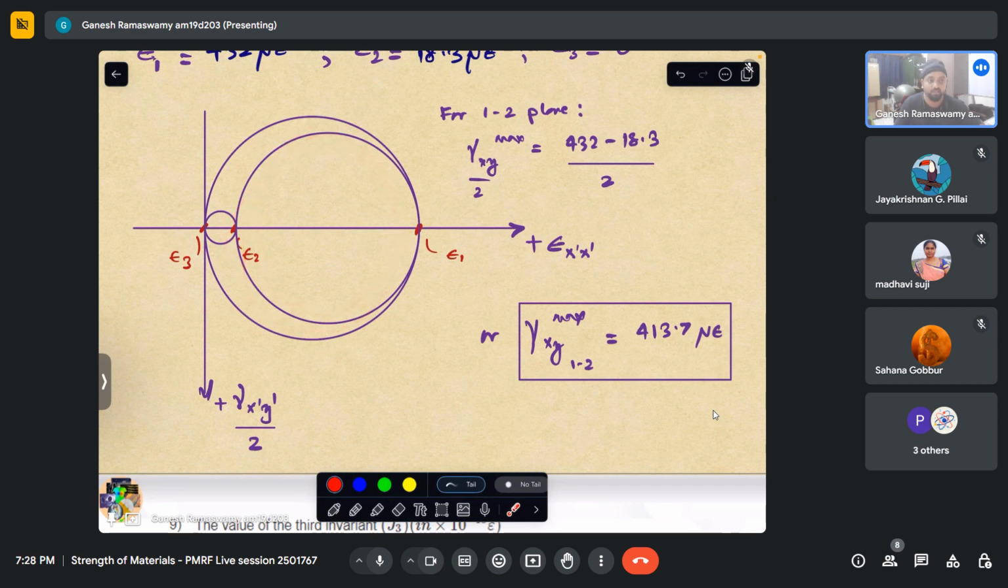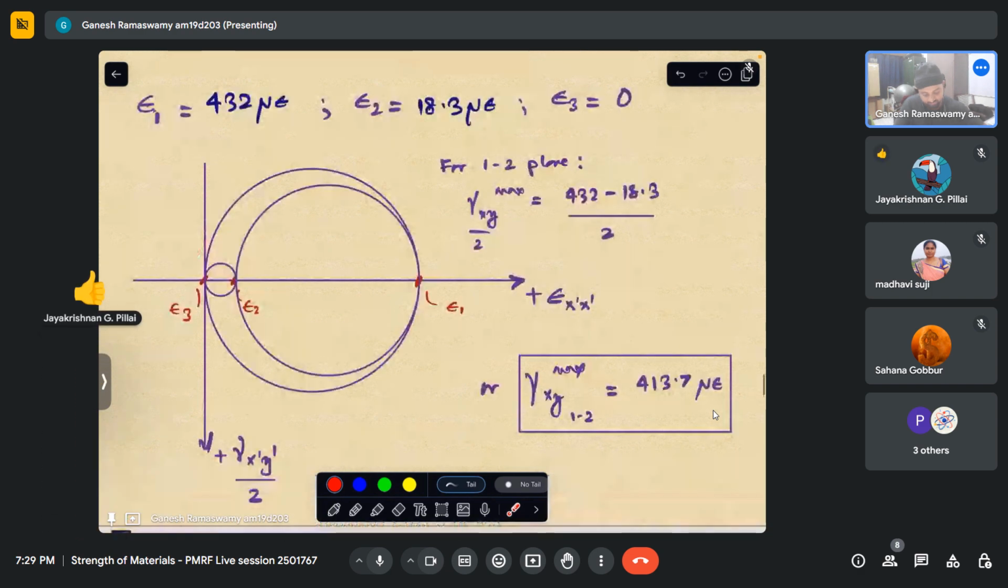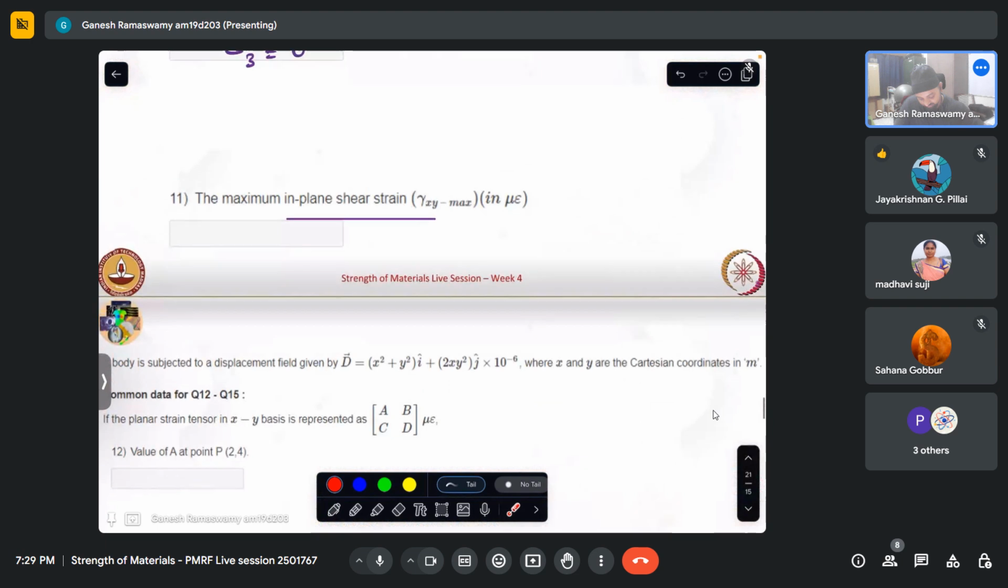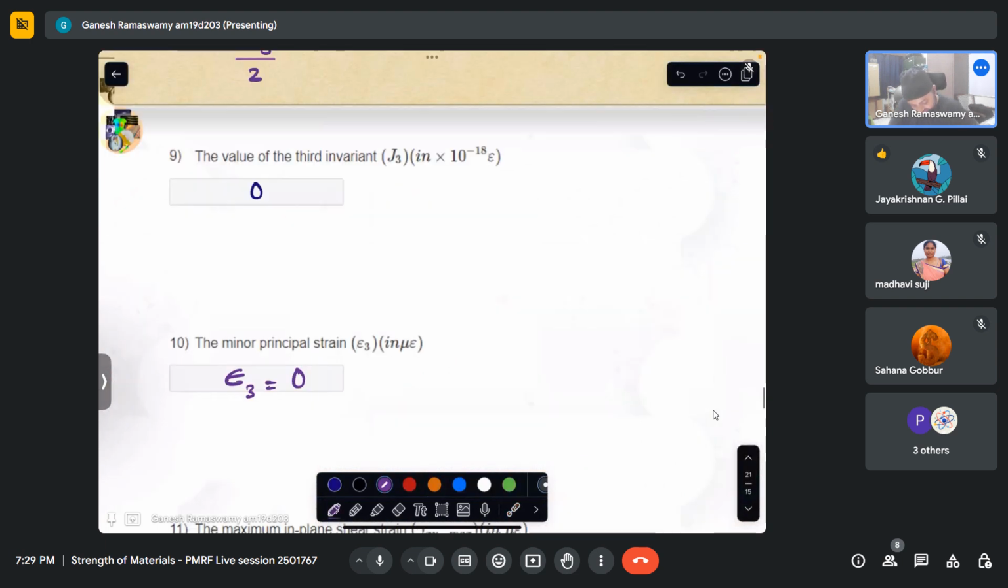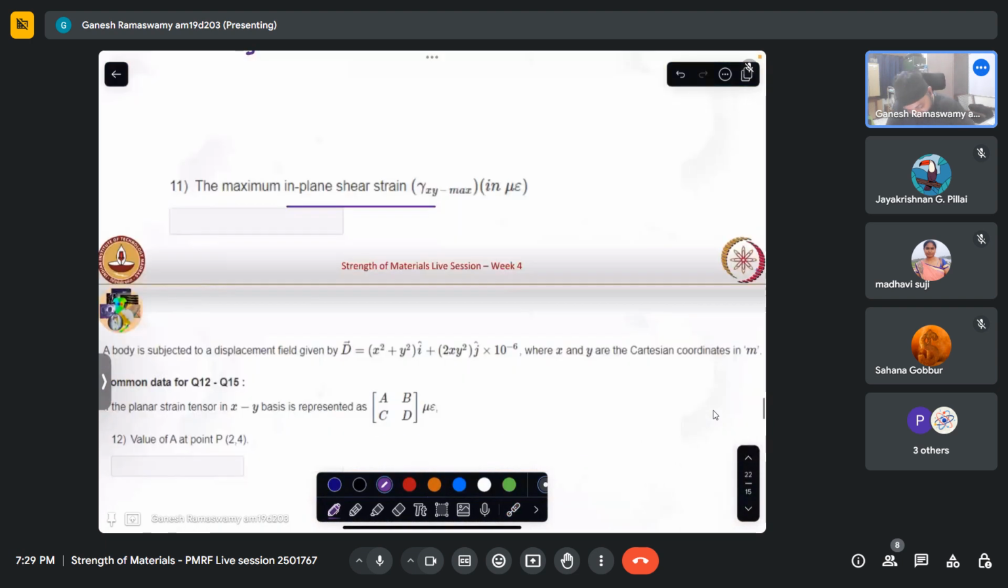Are there any questions at this point? Is it clear what we are discussing? Okay. All right. So the maximum in-plane shear strain is 413.7 microstrain.